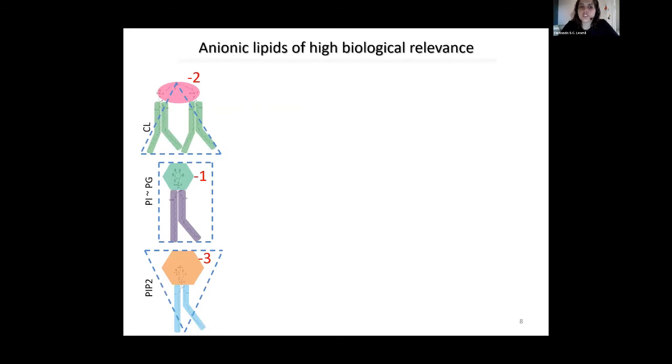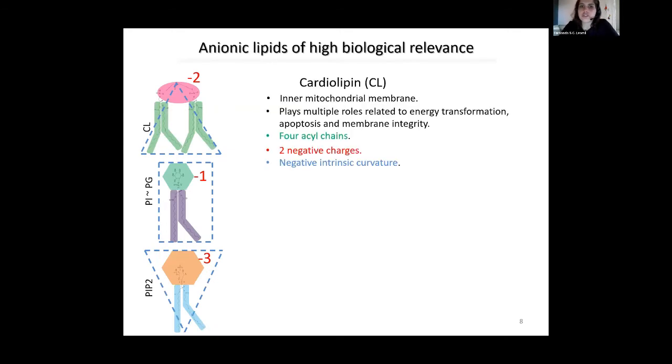So we explored 3 different anionic lipids. The first one was cardiolipin. It can be found in the inner mitochondrial membrane, and it plays multiple roles related to energy transformation, apoptosis, and membrane integrity. And cardiolipin is very different from the other phospholipids, since it has 4 acyl chains, 2 negative charges on its polar head, and a negative intrinsic curvature.